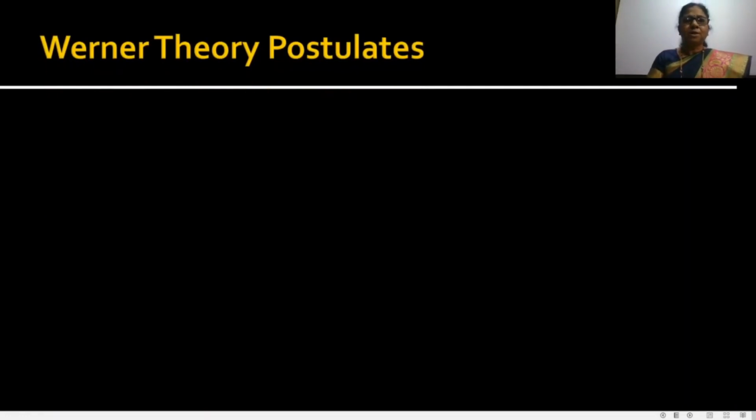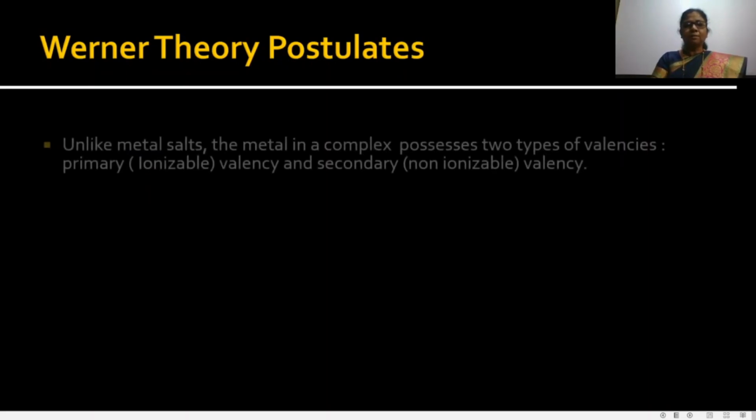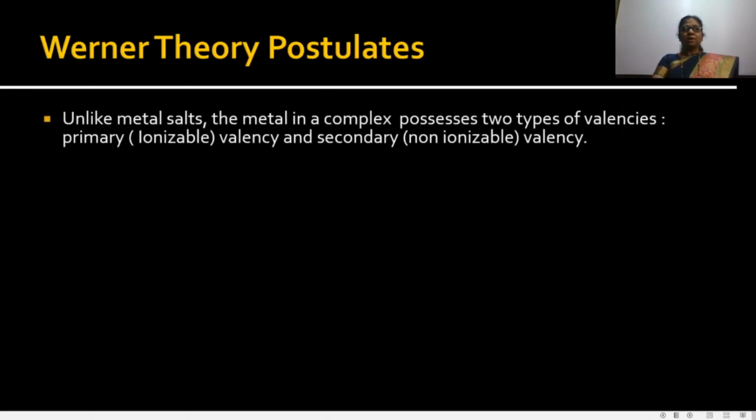coordination compounds. There are four postulates of the Werner theory. See them one by one. The first postulate of Werner theory is: unlike metal salts, the metal in a complex possesses two types of valencies, primary valency and secondary valency. That means in a metal complex there are two valencies, in which the primary valency is ionizable and the secondary valency is non-ionizable.